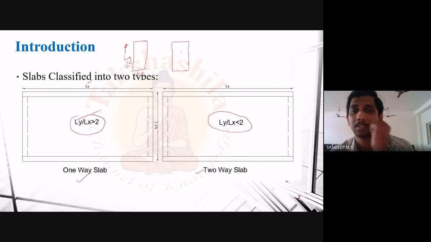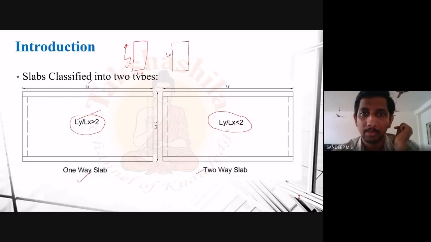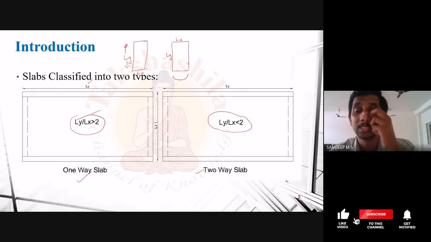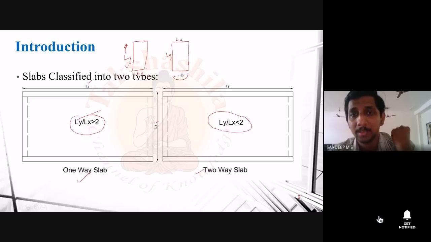I have a slab like this. Okay, so this is my Ly and this will be my Lx. From this figure itself, let's assume that Ly by Lx is greater than 2. Okay, so it will be a one-way slab. If Ly by Lx is greater than 2, it will be a one-way slab, and the bending in this case will be predominant along this direction. So the slab will have a bending like this. Okay. Now my question is how to design it.